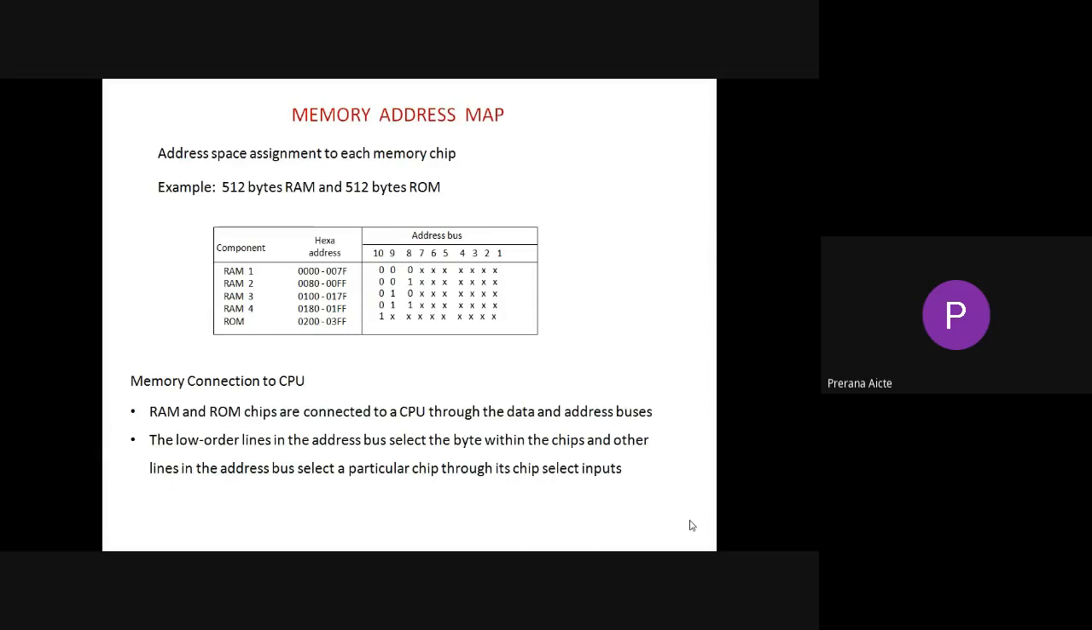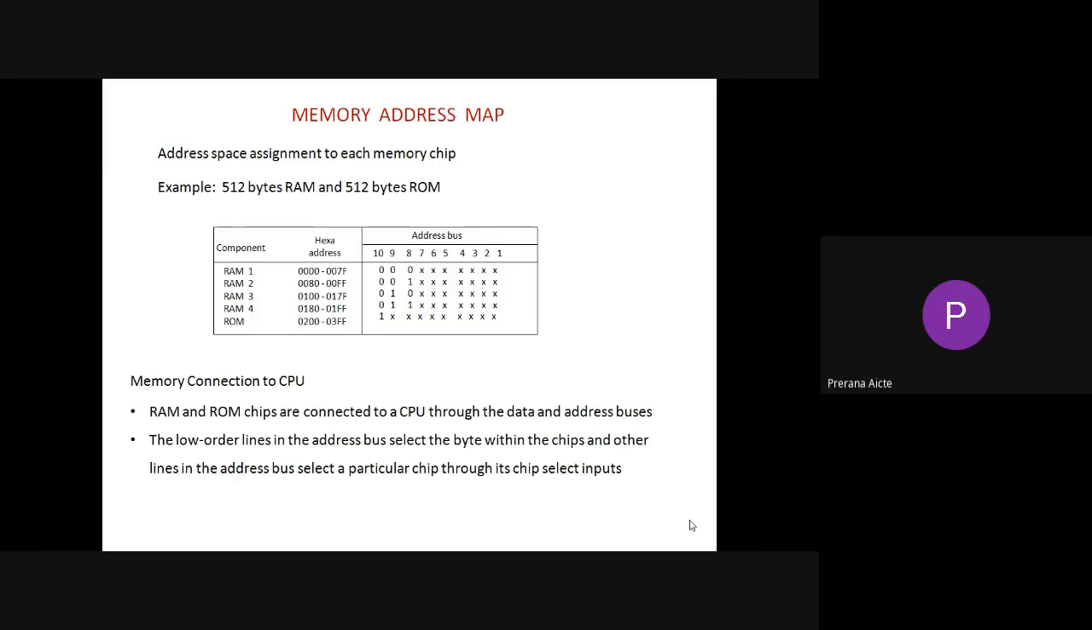It is necessary to differentiate between the 4 RAM chips by assigning each a different address. So when line 10 is 0, the CPU selects the RAM. When this line is equal to 1, it selects the ROM.